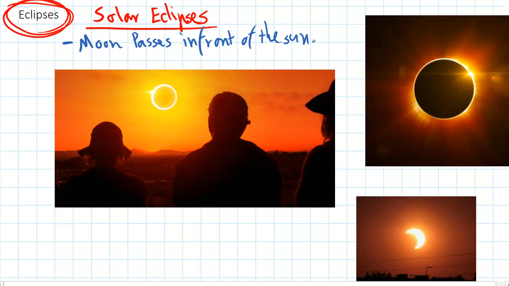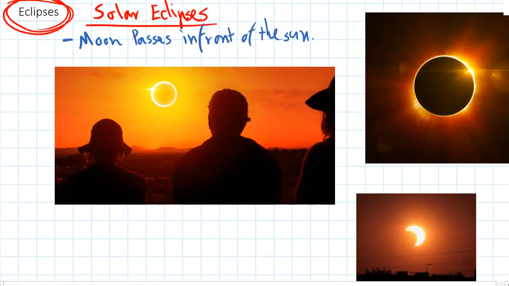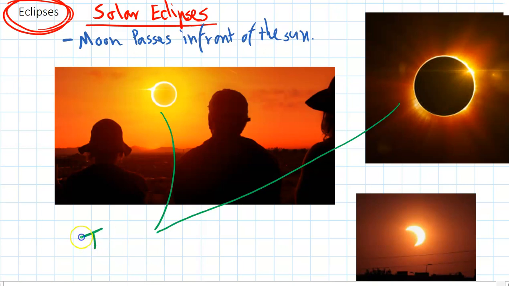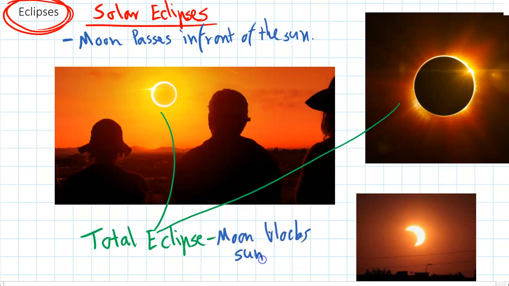Okay, so like I said, for any eclipse, you can either have an object completely blocked from view or partially blocked from view. And so that's what these two pictures are showing here. These two are when the moon completely blocked out the sun, and these are called total eclipses. So the moon blocks the sun.